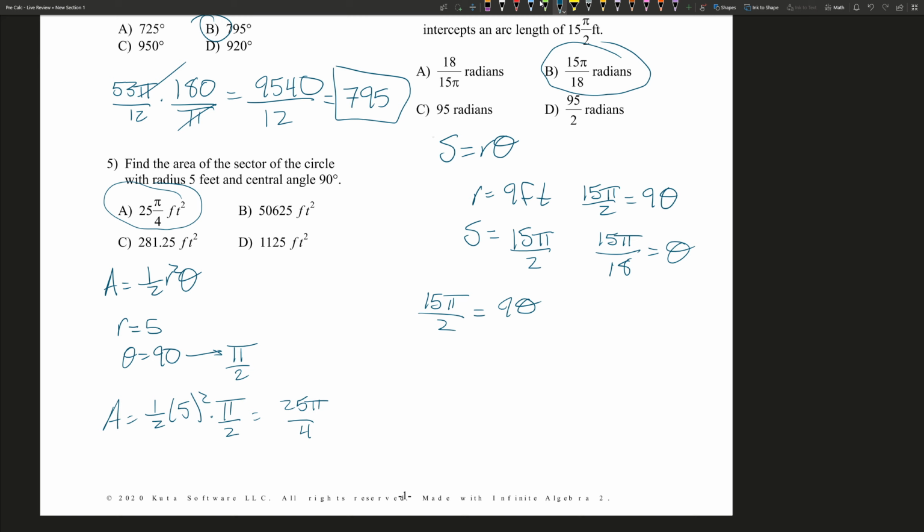So if we divide by 9, we have 15 pi over 2 divided by 9 is equal to theta. When we divide by a fraction, we're multiplying by its reciprocal. So 15 pi over 2 times 1/9 is equal to theta. So 15 pi over 18.